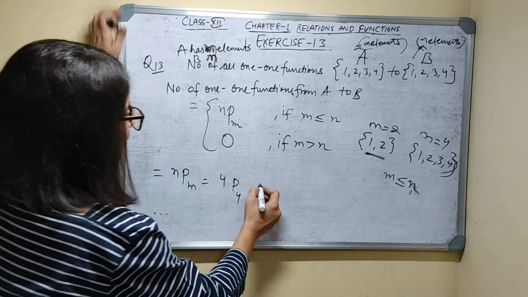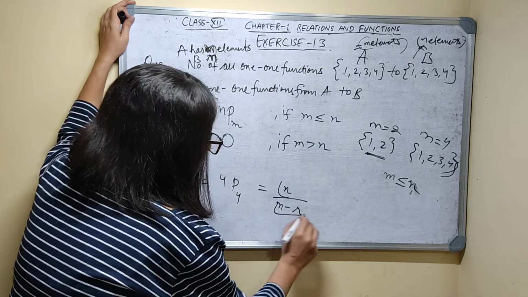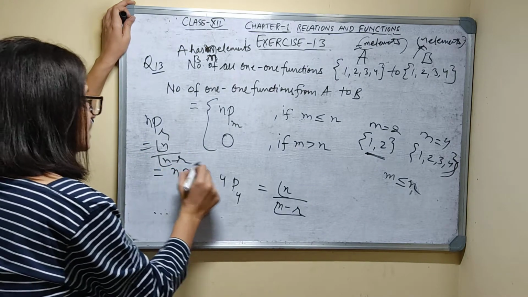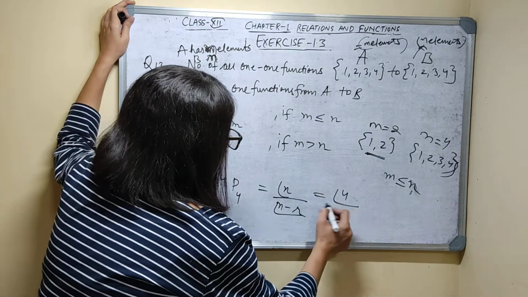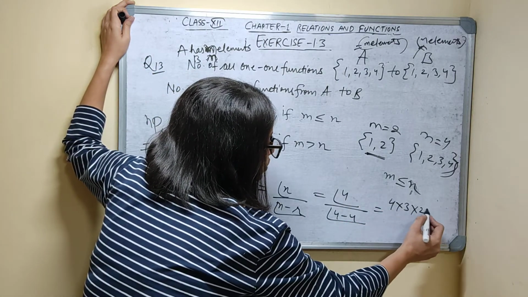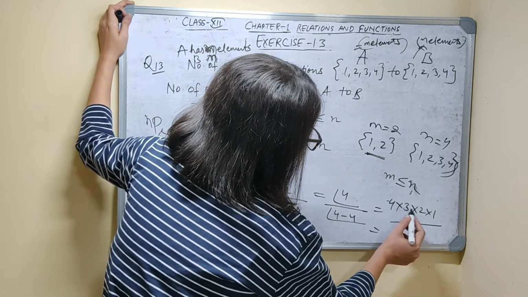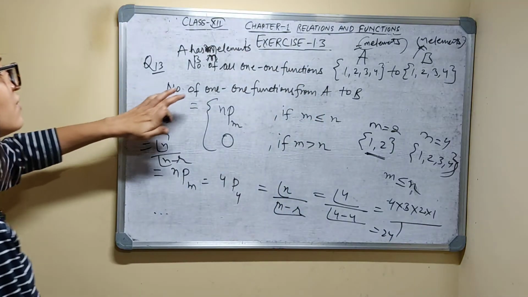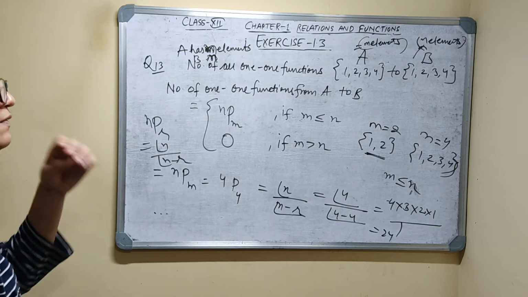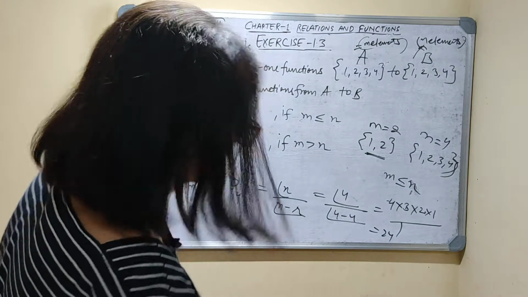So nPm is equal to 4P4. What is nPr? Factorial n upon factorial n minus r. So factorial n means factorial 4 upon factorial of 4 minus 4. Factorial 4 is what? 4 into 3 into 2 into 1. Factorial 4 minus 4, factorial 0, that is what? 1. So 4 into 3, 12, 12 is the 24. Total one-one functions from set A to set B, means set A to itself, that is 1, 2, 3, 4 to 1, 2, 3, 4, that is 24. All one-one functions will be there.